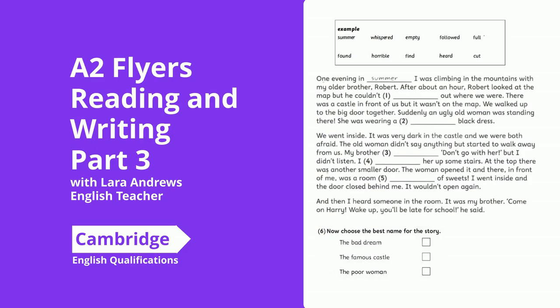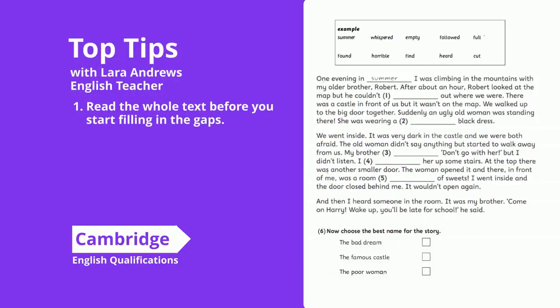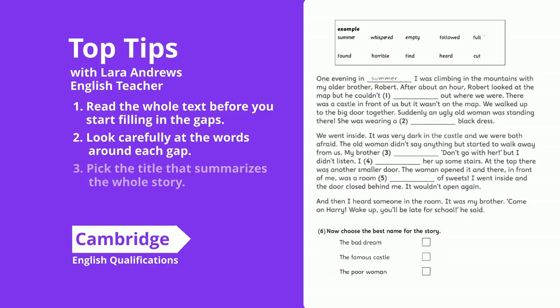Let me share some helpful tips before we dive into answering the questions. First, read the whole text before you start filling in the gaps. This gives you a general idea of what the story is about. Next, remember that the missing words are testing your grammar and vocabulary. Look carefully at the words around each gap. Think about what kind of word fits best. For example, does it need to be an adjective, a noun, or a verb? Finally, for the last question, pick the title that summarizes the whole story, not just one part of it.